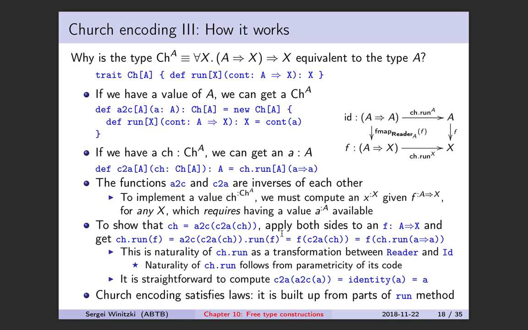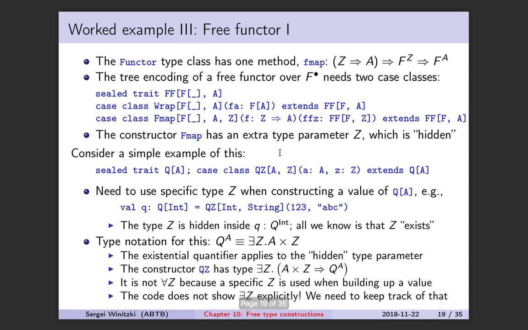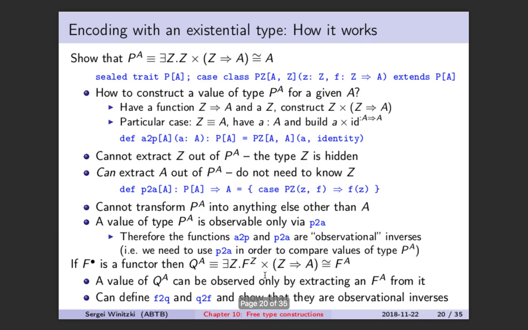Then I start with encoding a free functor. The free functor can be encoded in a tree encoding like this, and once you do that, you need to have a case class that is parameterized by a type parameter that is not visible in the parent type, and that gives rise to an existentially encoded type, which I explain in more detail.